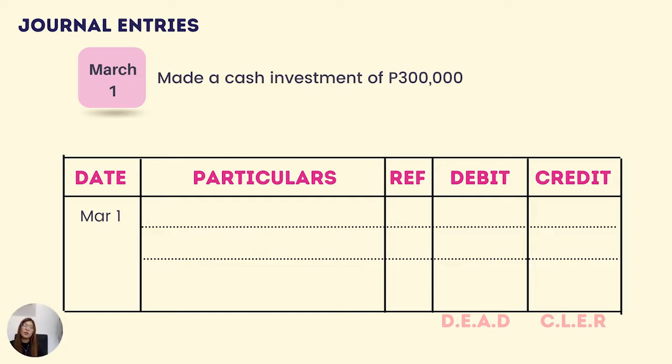Tama? The next question is, what should we do to cash? Are we going to debit it or are we going to credit it? Okay? So, using our guide below, yung D.E.A.D na C.L.E.R, which we have discussed earlier, sabi natin, cash is an asset. And to increase the asset, anong ginagawa natin? We debit it. So, let's put an amount of cash in the debit column. Okay? Now question, cash lang ba ang affected account?